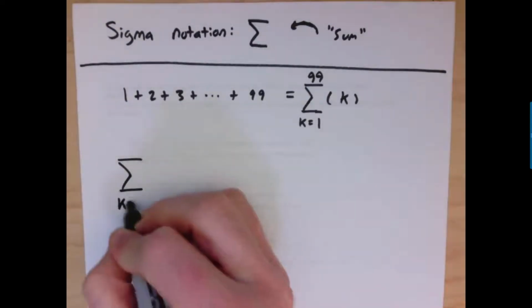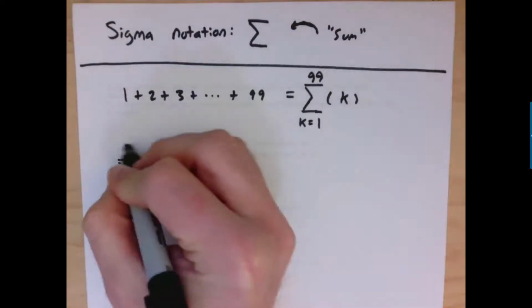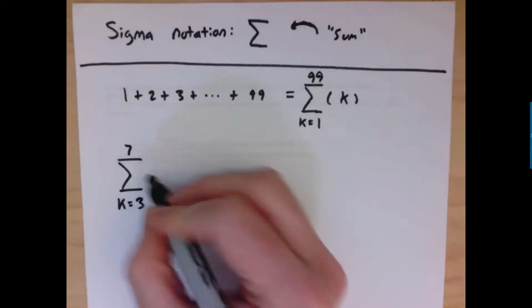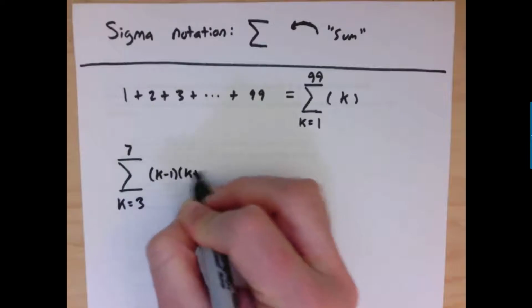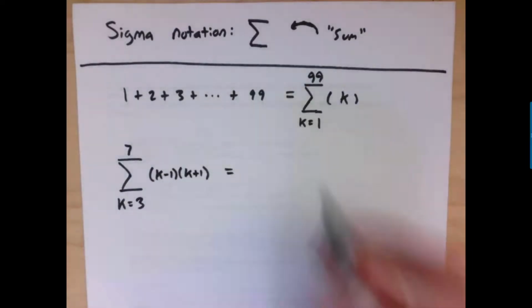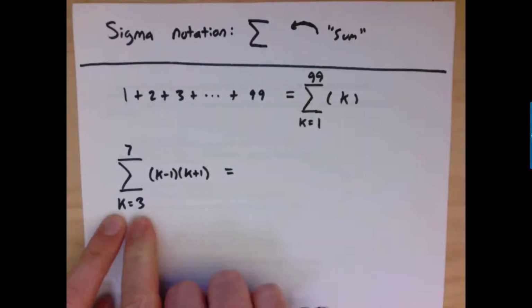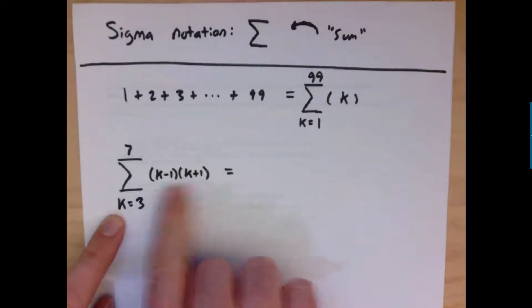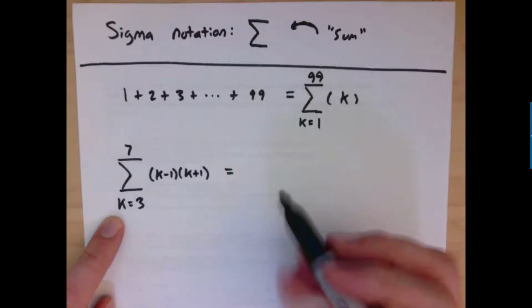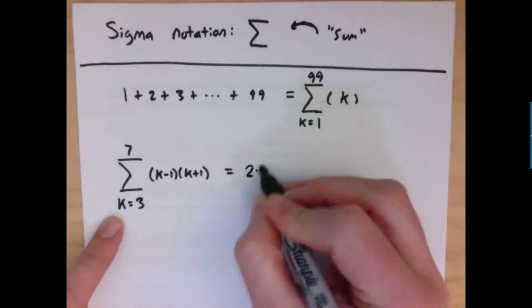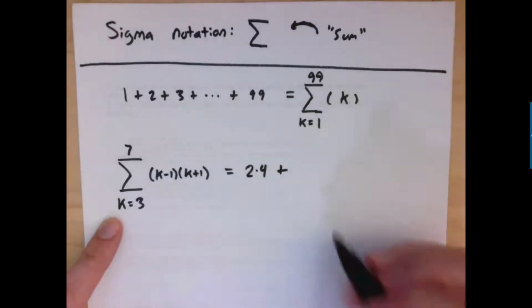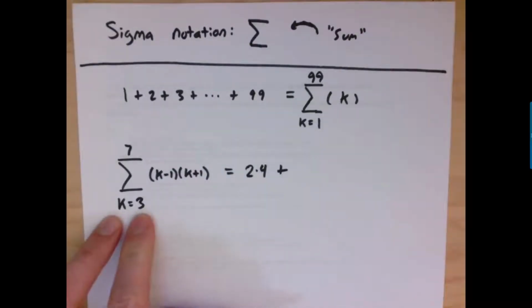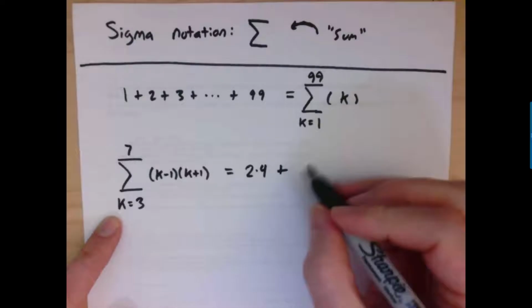So let's say k starts at 3 and goes up to 7, except this time let's do k minus 1 times k plus 1. So what's this equal to? When k equals 3, let's plug it in. So that'll be 3 minus 1 is 2, times 3 plus 1 is 4, so that's 2 times 4, and that's my first term. And then I'm going to add it to what I get when k is one value up, when k is 4.